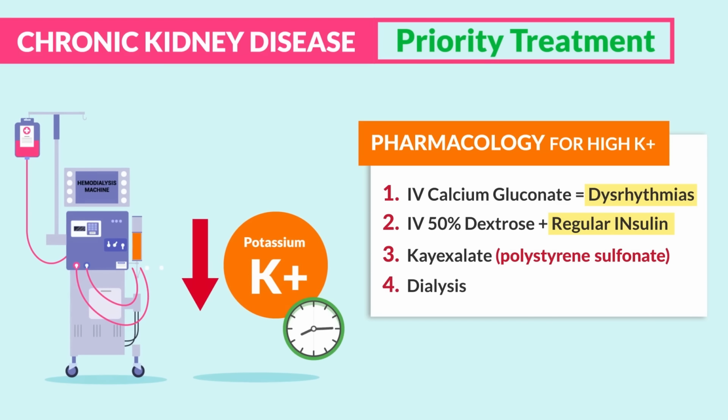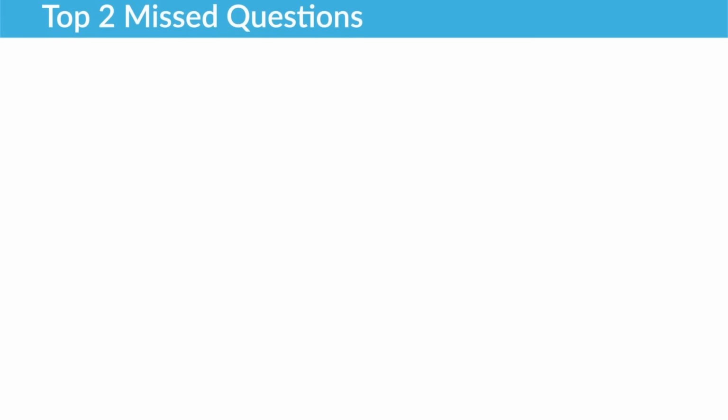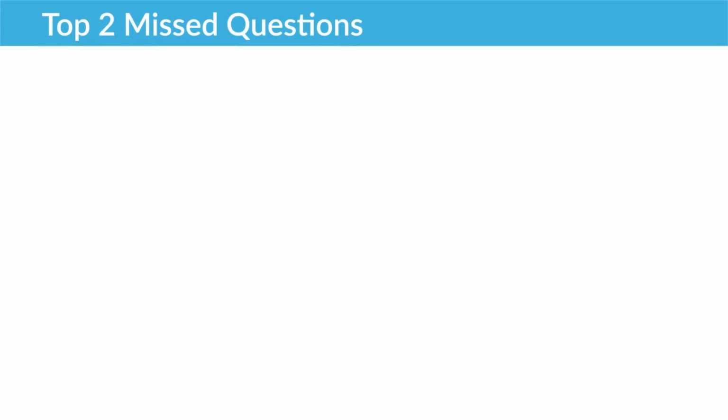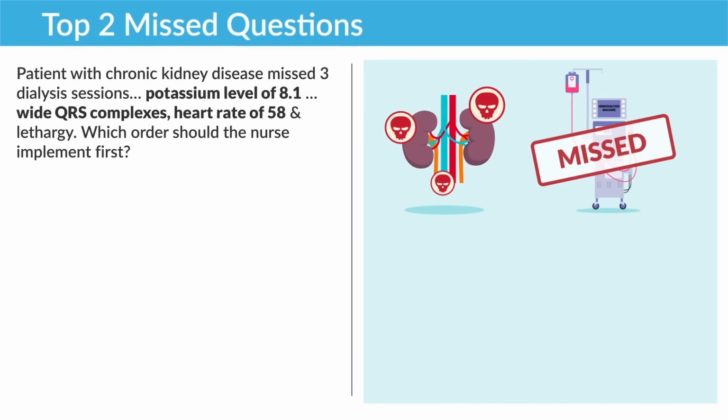But again, these typically take longer to lower potassium, so that's why we put them last here on the list, because they take a longer time. Let's review some of the most commonly missed NCLEX questions, pulled from our Simple Nursing question bank, written by actual NCLEX writers. So question number 1, a patient with chronic kidney disease missed 3 dialysis sessions.